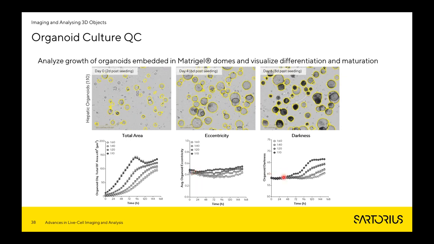We can also get information about the darkness of the object. Now, the darkness is a measure of the complexity or the maturation of the different organoids. And what we can see up here is that some of these organoids are much darker than some of the others, so they're undergoing further maturation. And we can see at the highest seeding density, we have the highest degree of darkness or maturation within these organoids.